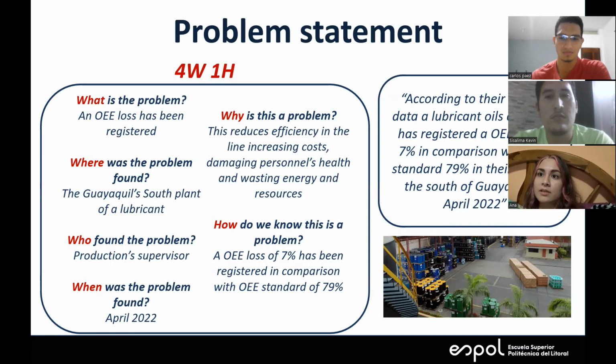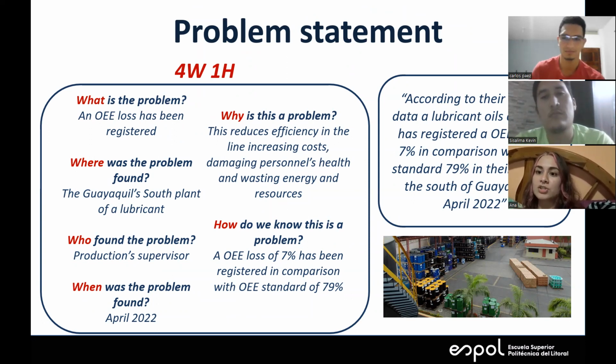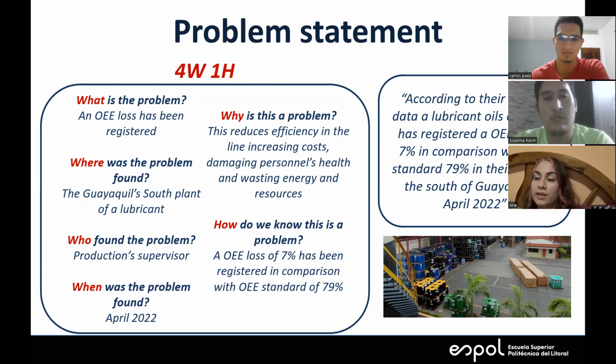Our problem statement, we made it by using the 4 Ws and 1 H. It says, according to the historic data, a lubricant oil company has registered an OEE loss of 7% in comparison with the OEE standard of 79% in their plant in the south of Guayaquil in April 2022.